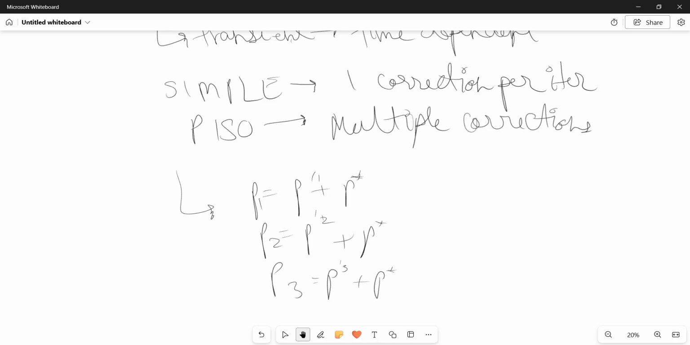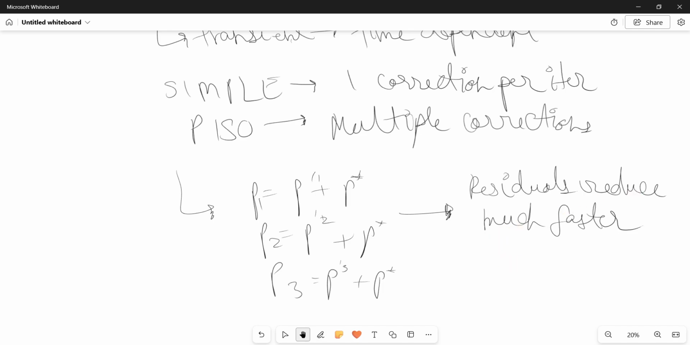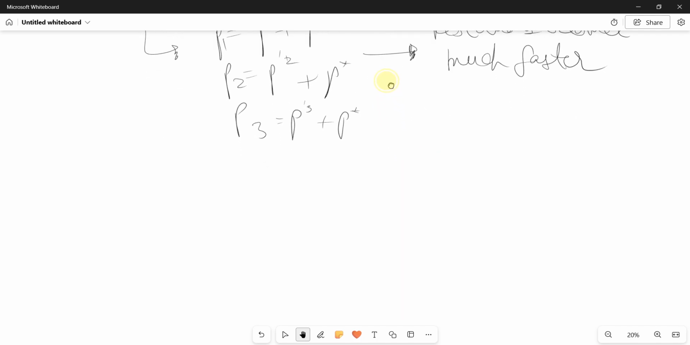So that's why in this method the residuals reduce much faster, and hence it's used in transient flows, because usually solving a transient flow, you usually go with a coupled solver, but when you're using a segregated solver, you won't use SIMPLE, you would rather use PISO because it reduces the residuals much faster, right? So that is all about the segregated solvers in the pressure velocity couplings.